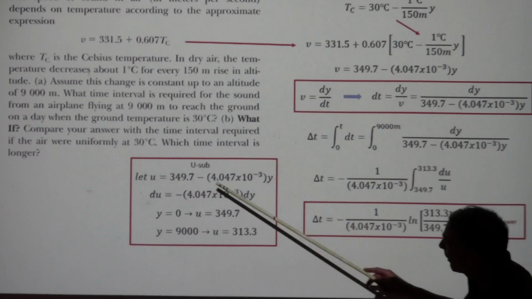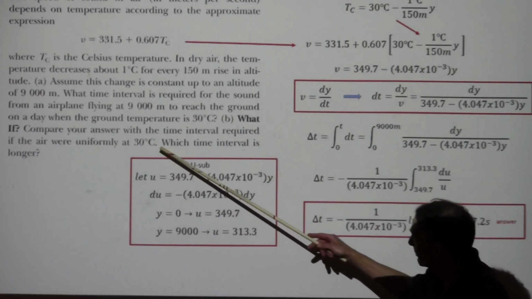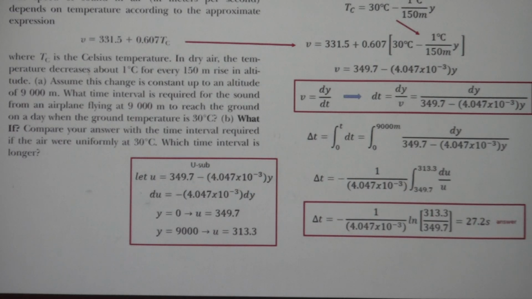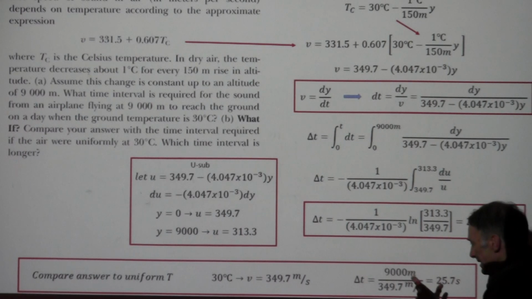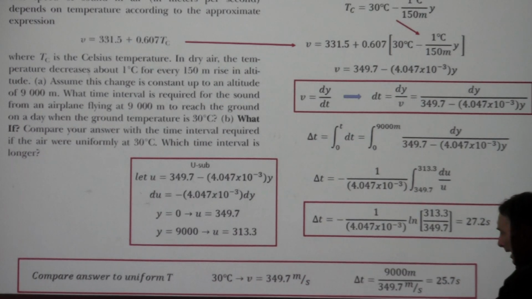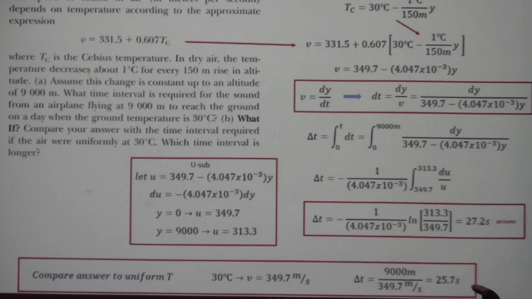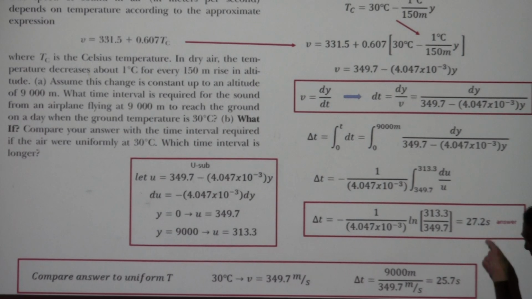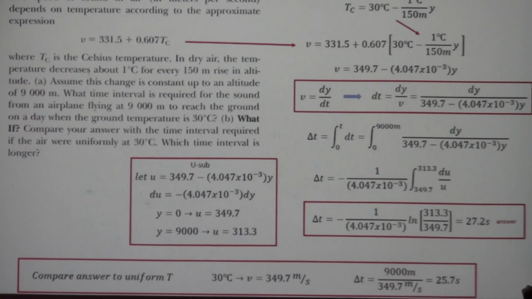Now they also say, compare your answer with the time interval required if the air were uniformly at 30 degrees. That shouldn't be a major problem here. Basically, the time is going to be the distance over the velocity. At 30 degrees, we've got this speed, so we divide that into 9,000, and we have 25.7 seconds to get up there, so there is a difference. We're going to compare those two answers. So this is trivial. This is not trivial.